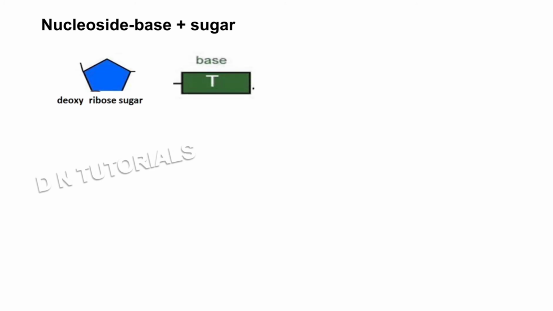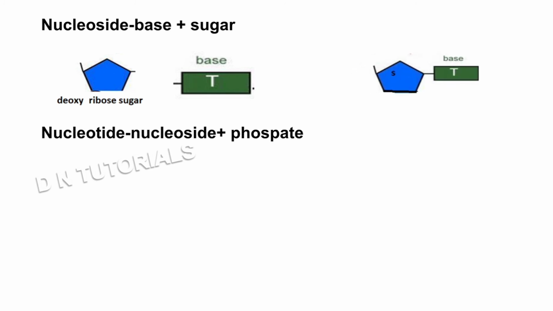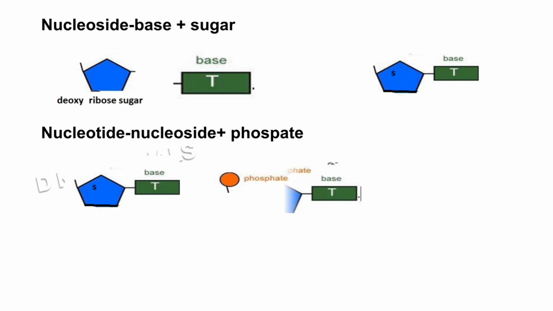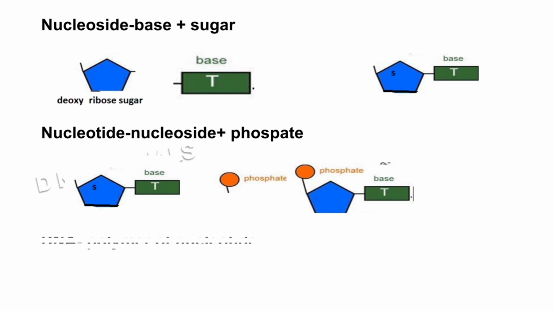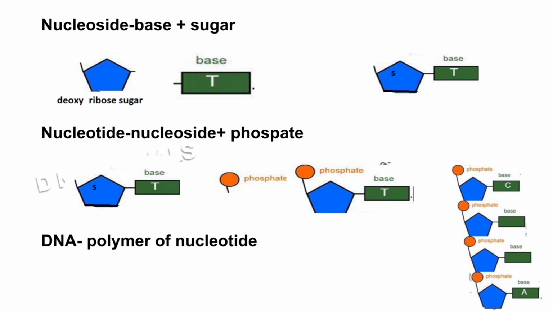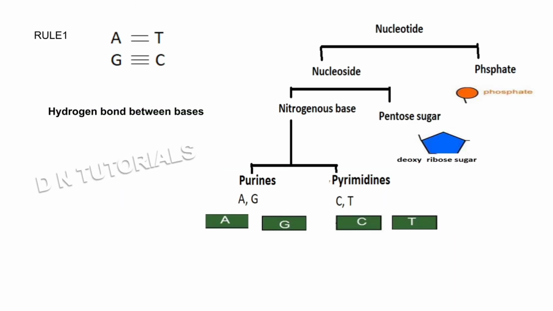Right? So nucleoside is formed by base and sugar. So when a base, which can be any base, comes along with the sugar, it is going to form a nucleoside. And a nucleotide is formed when one nucleoside comes along with the phosphate, it is going to form a single nucleotide. And when many nucleotides come together, it is going to form a DNA. Right? This is the entire flowchart of what we have just now studied.